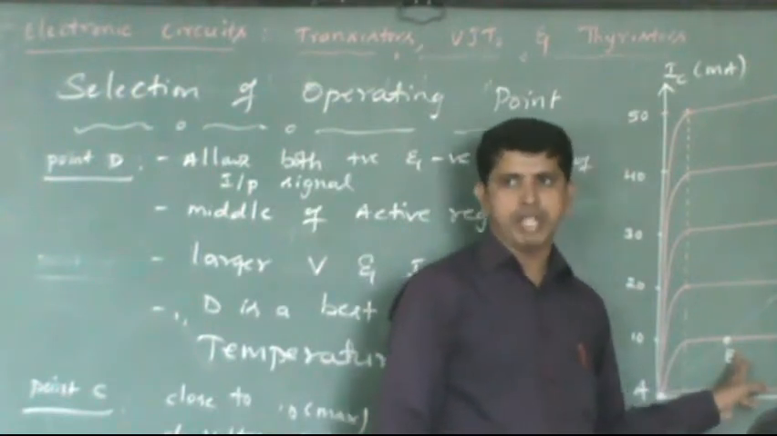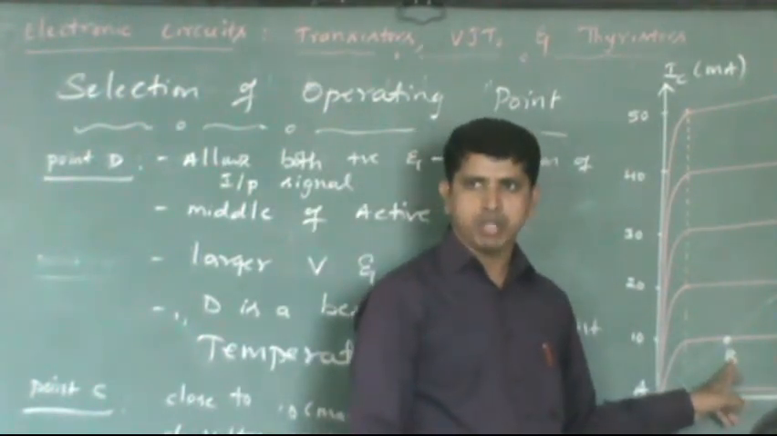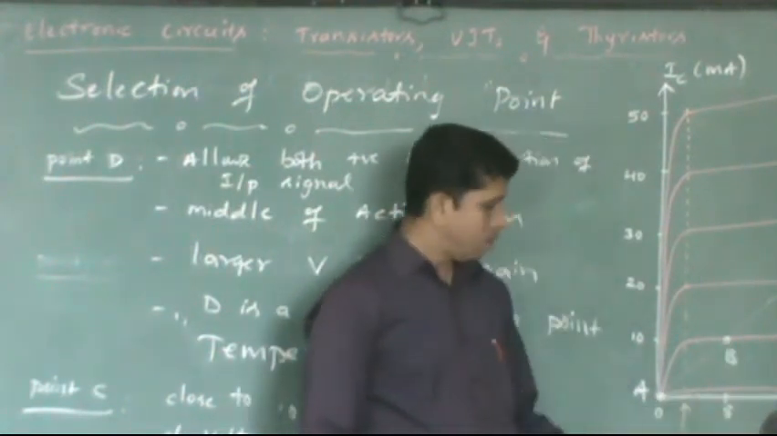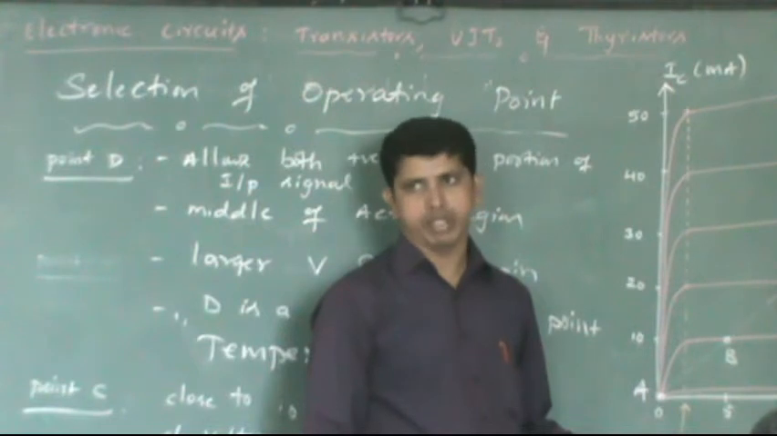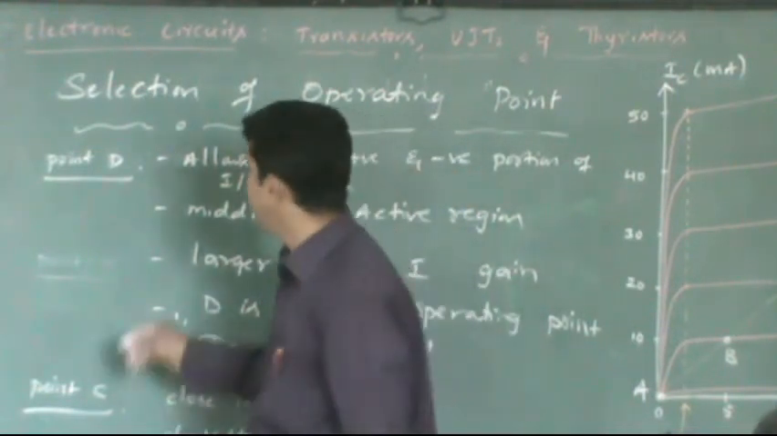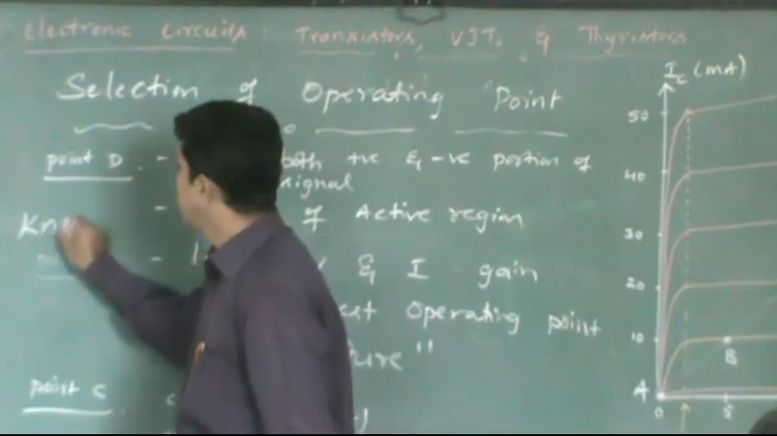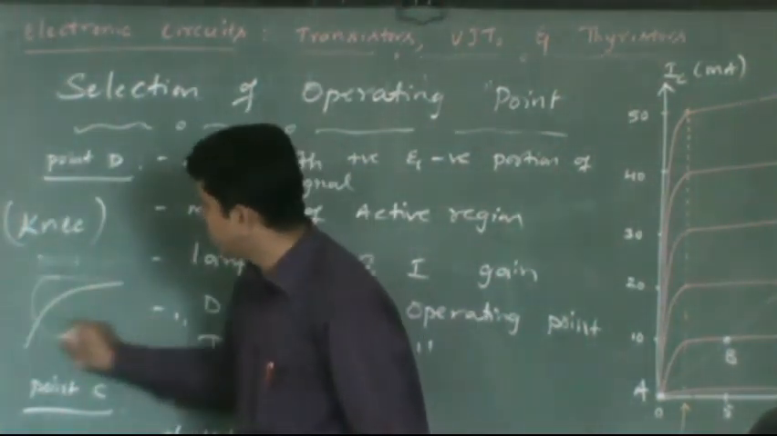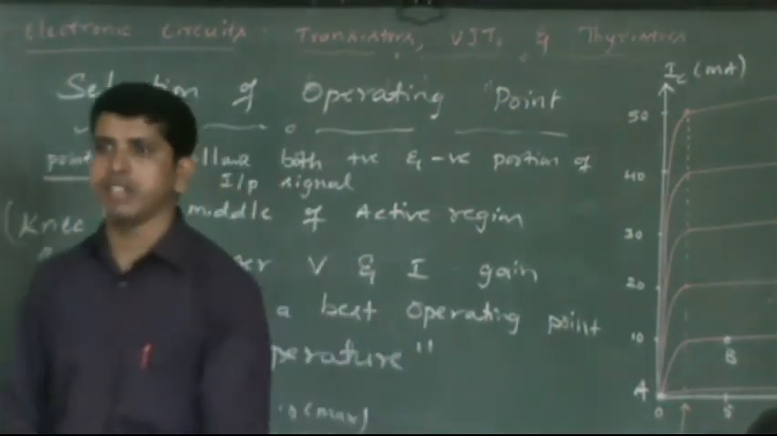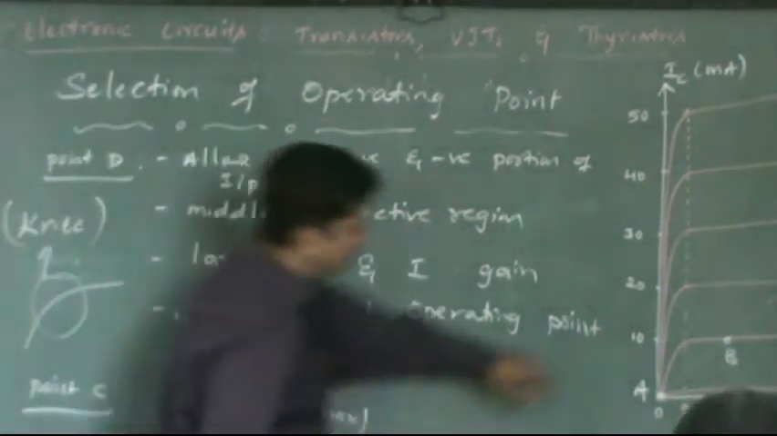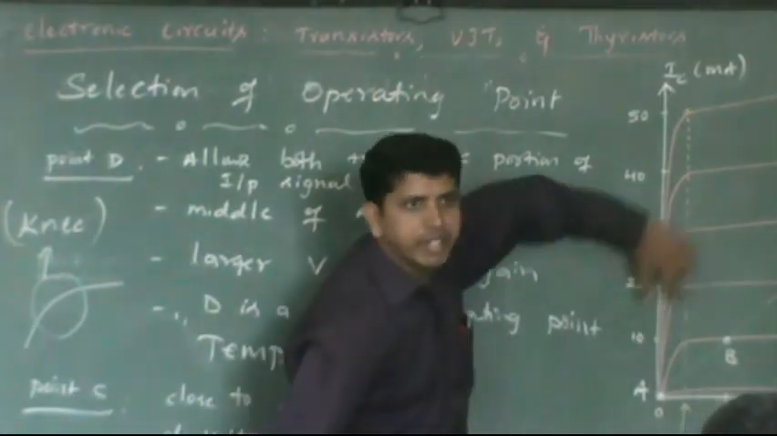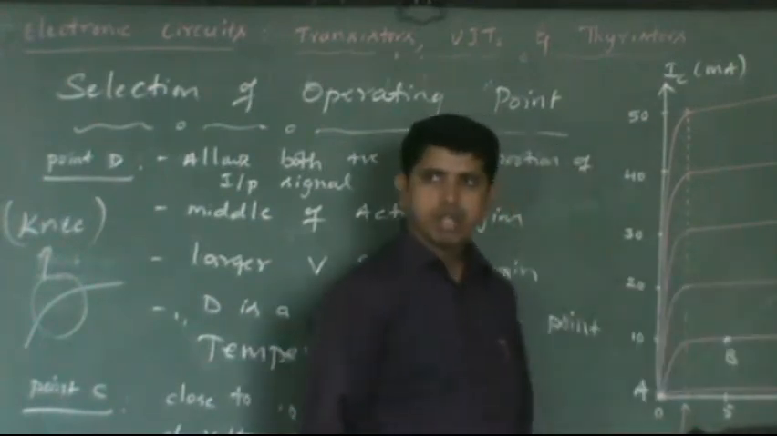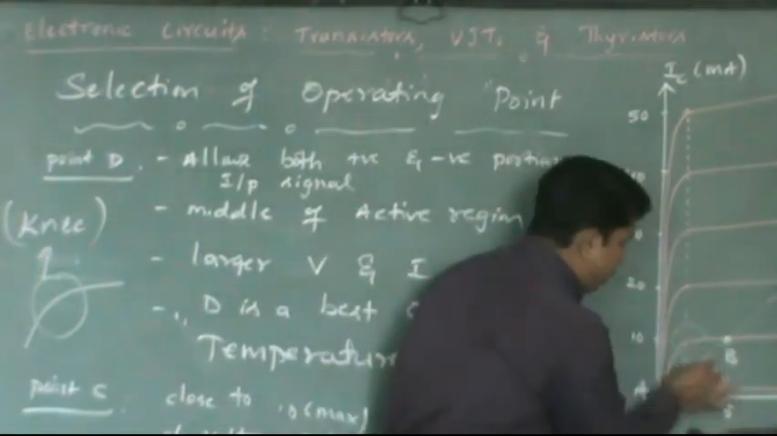B is also not a suitable operating point. Even though this allows the positive portion, it is not suitable because it is in the vicinity of saturation, also called the knee point. What is a knee? The curves where you see these kinds of bends, this is called a knee. This is a bend. The curve is bending. The current is becoming constant because of the bending of the curve. You must not choose the operating point close to this.